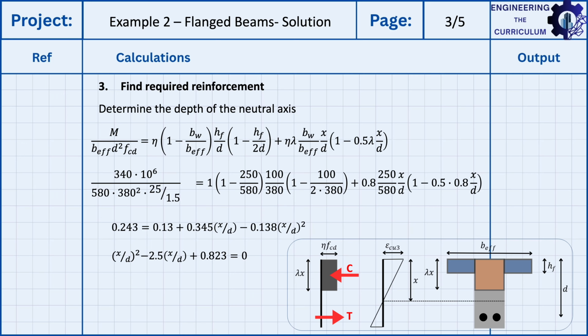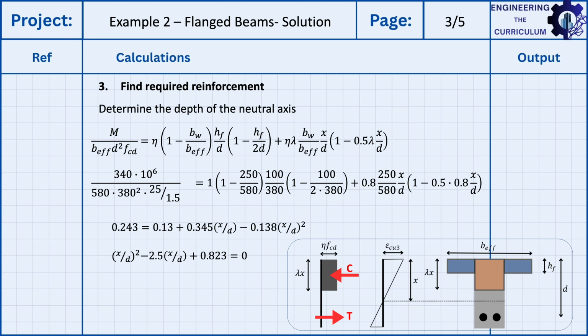On the left-hand side, we've got our design moment of 340, divided by the effective B of 580 times d squared, so 380 squared, and times FCD, so the strength of concrete divided by the safety factor. Then in the first part of the right-hand side, we have eta, and then we have 1 minus BW over BF times HF over D, and all that times 1 minus HF over 2D. That's the first part. The second part, just like before, we have 0.8 times 250 over 580, so BW over BF, times X over D, and all that multiplied by 1 minus 0.5 lambda times X over D.